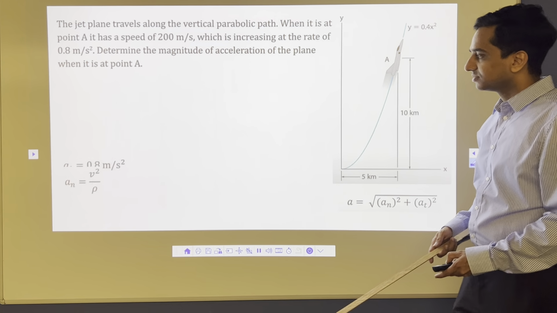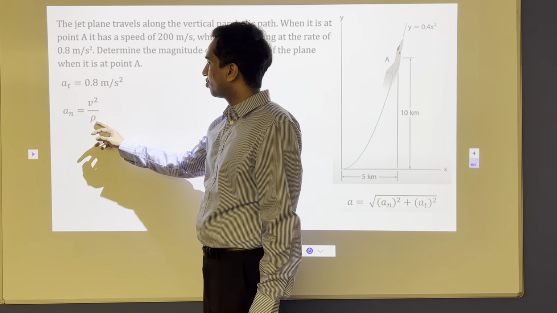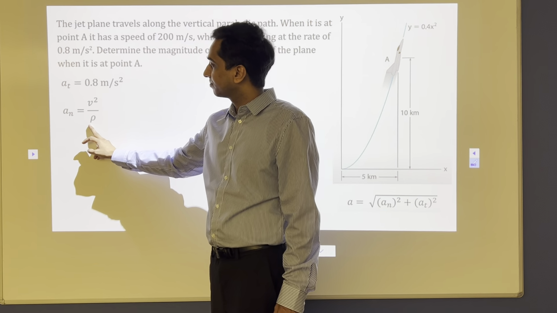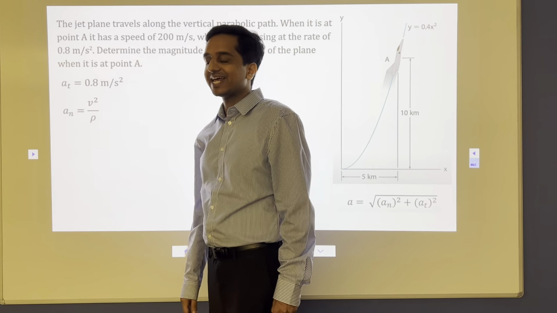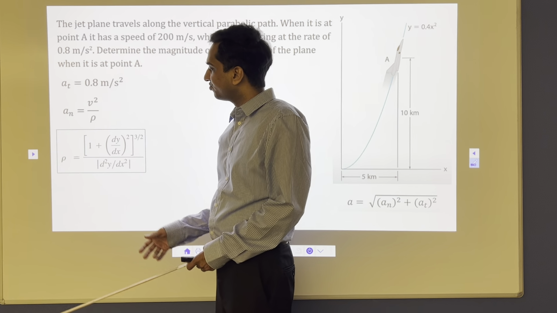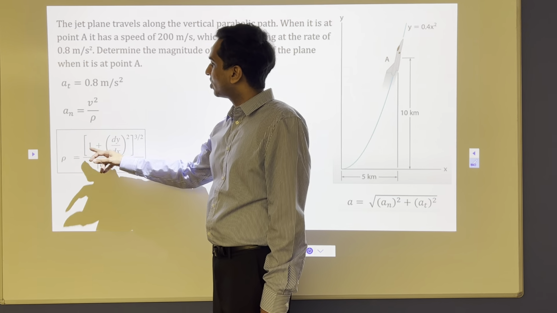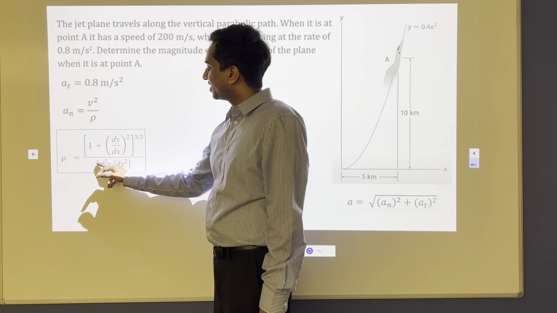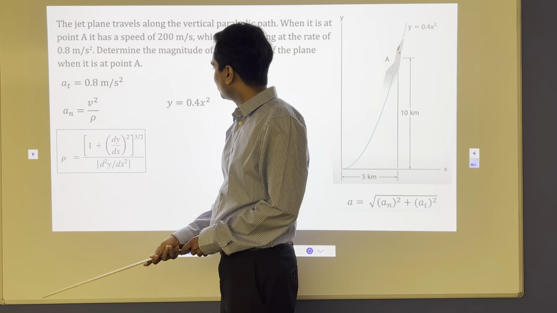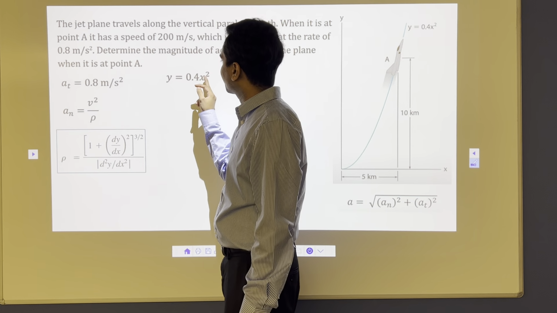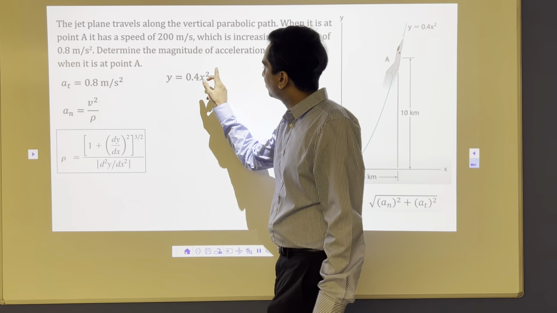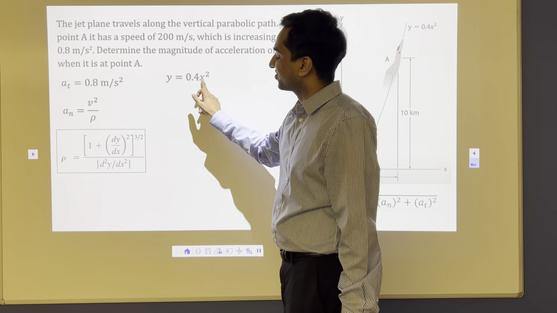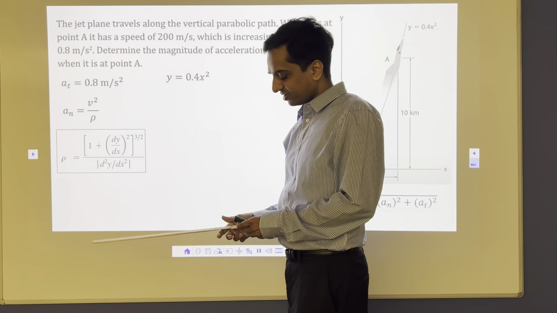Now to calculate an, we know an is equal to v square by rho. We have velocity 200. If somehow we can figure out the radius, we should be able to find out an. So to find out the radius, we use the same equation. Radius is equal to 1 plus the single derivative dy by dx squared, raised to 3 by 2, divided by the double derivative of that equation. The equation we have is y is equal to 0.4x square km. It should be written in kilometers, so keep that in mind. Y and x are in kilometers.